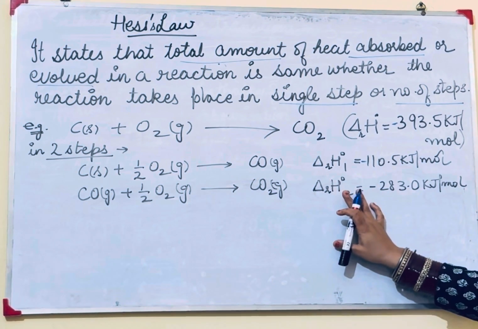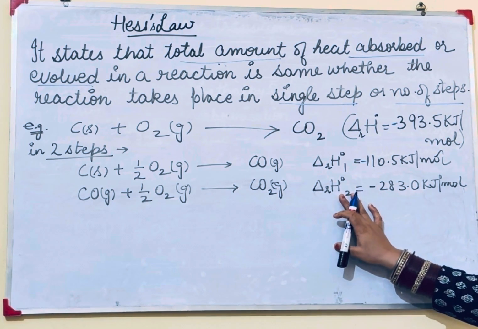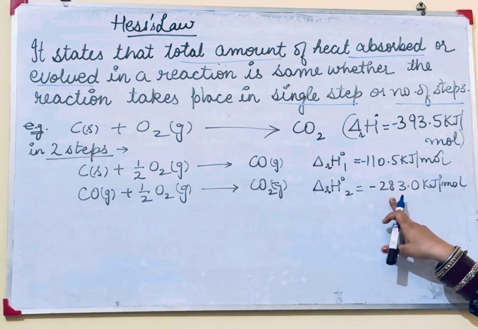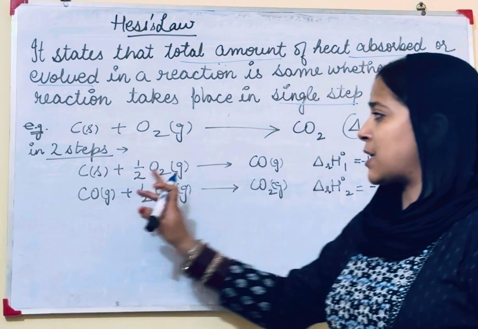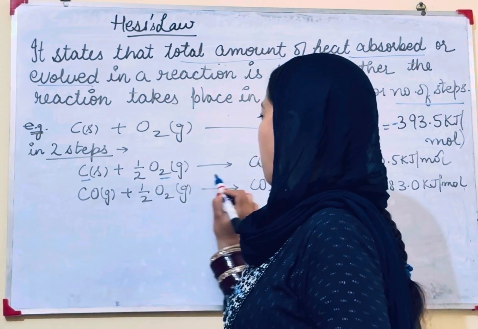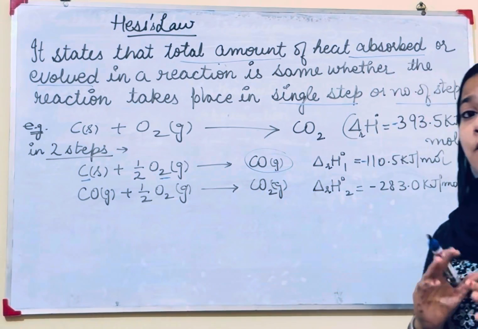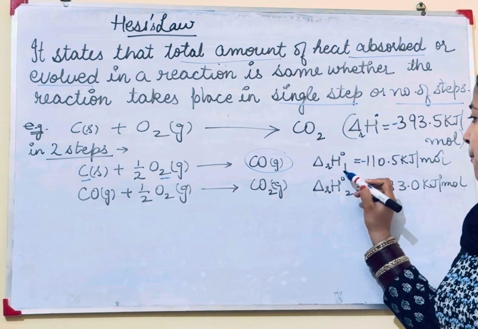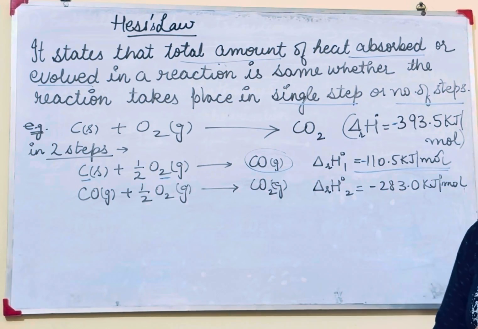Now if we take this similar reaction in two steps, then we have to check whether the enthalpy change of the reaction will be the same or not. Now see, in the first step carbon will react with half a molecule of oxygen, meaning one oxygen, and it will form carbon monoxide in the first step. And the enthalpy of reaction for this is minus 110.5.